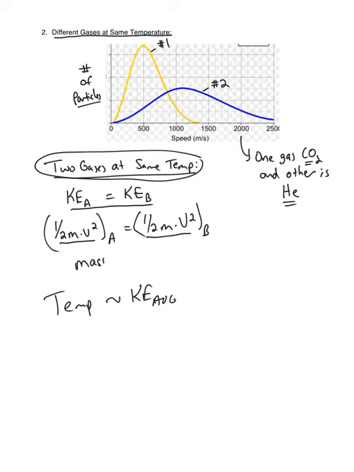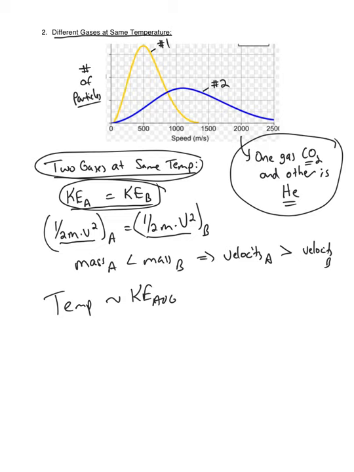If the mass of gas A is less than the mass of gas B, the velocity of gas A has to be higher than the velocity of gas B so that the kinetic energies of both of them are the same. So the lighter the gas, the faster its average velocity. So if I've got two gases at the same temperature, they will produce two different bell-shaped curves, even though their kinetic energies are the same. Okay? So let's say the yellow line and the blue line, gas 1 and gas 2, are two different gases. Let's say one of the gases is CO2 and the other gas is helium. Which line is which?